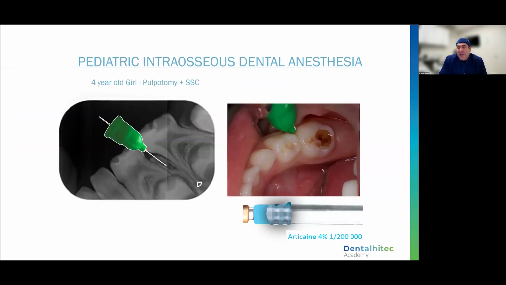Please, please, please look at your radiographs. Okay. And in this case, although we have a pulpally involved tooth, there's not an infection. So we still have good bone there. If you have bone loss in that area, or you have a periapical radiolucency, that site may not be adequate, may not be appropriate to inject into.